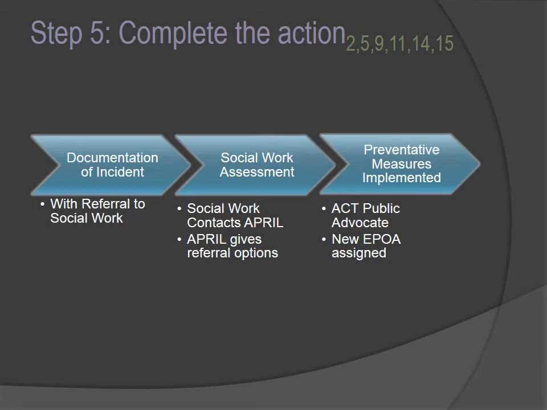Step 5. Complete the action. The health professional in question documented the incident clearly. Due to the hospital setting and the multidisciplinary team being readily available, the health professional reported and referred the incident to the social worker on site. Social work would then complete an assessment, possibly utilizing the capacity toolkit mentioned previously. If suspicions of financial abuse are confirmed, the social worker could then contact the Abuse Prevention Referral and Information Line to put in place appropriate referral actions of prevention.